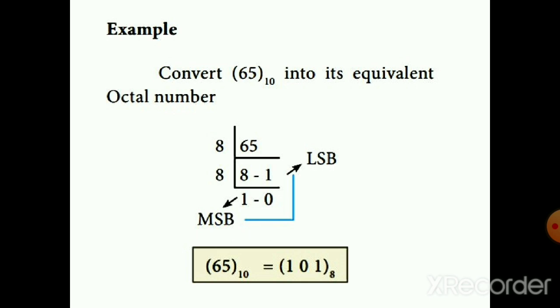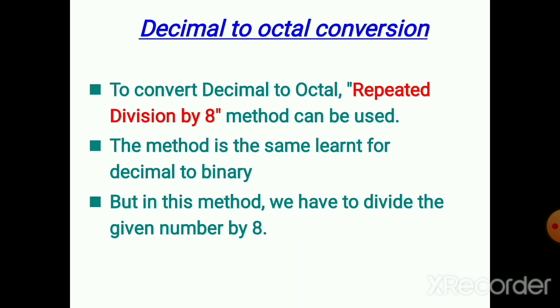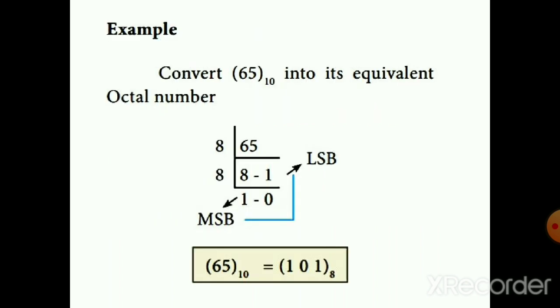the dividend must be greater than the divisor. Here the divisor is 8. Suppose the dividend is 7, which is a smaller value than the divisor 8, so it cannot do the division process. That's why we stop the process. It is the perfect conversion.